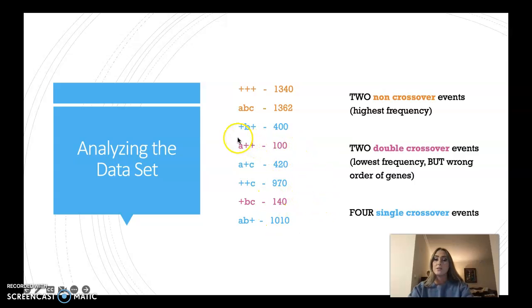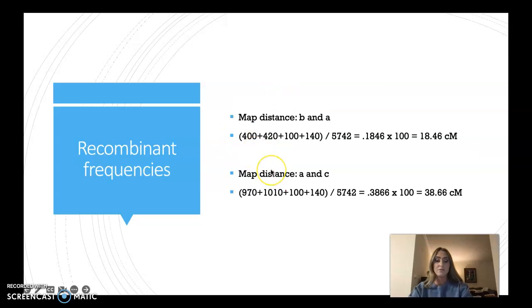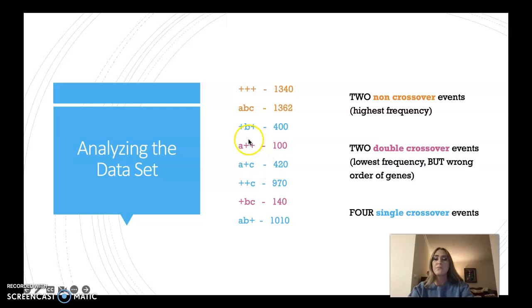Now, I know it looks a little different over here in our visualization of those events. Oops, let me go back here. So it doesn't look like a double crossover event, right? It looks like a single crossover event, but that's because the order of these genes isn't correct. So that's important to keep in mind because we'll touch on that later. And then we see single crossover events, and there are 4 of those. So there's 400 frequency and 420 frequency, and that's one set. And then there's 970 frequency and 1010 frequency.